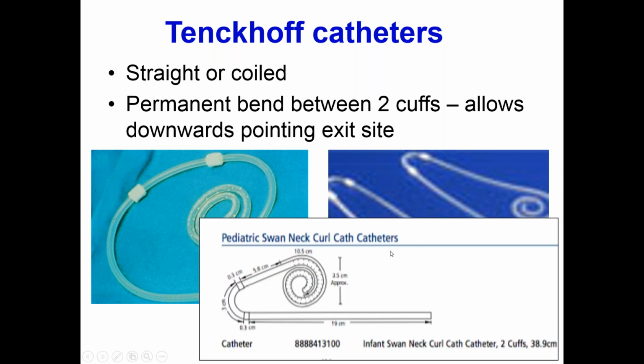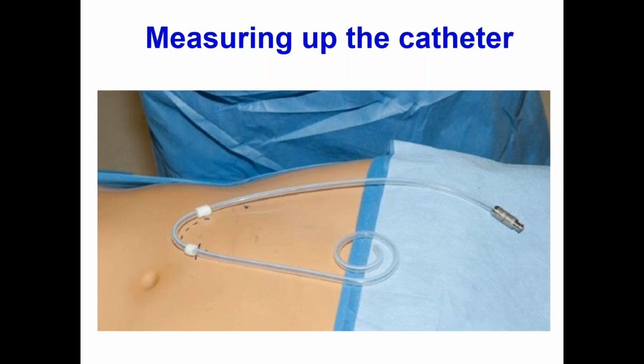Here you see the pediatric swan neck curl catheter, and as you will see in this picture, this is exactly what is shown on the outside of the box. It shows you the distance between the cuffs and the tip of the catheter, the distance between the two cuffs as well, and the overall length of the tube. So measuring up the catheter is important. This diagram is slightly misleading because clearly you would not do it in an unsterile way like this. But in the operation theatre, before the catheter is inserted, the surgeon has to determine where the exit site for the catheter will be, so that they can be sure the correct length of the catheter is obtained and the tip is as deep in the pouch of Douglas in the pelvis as possible.